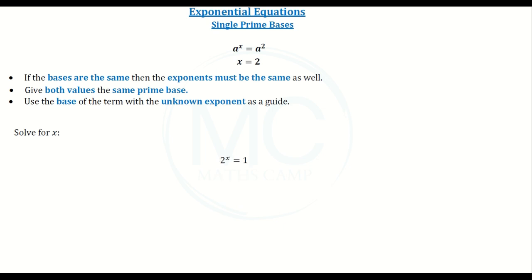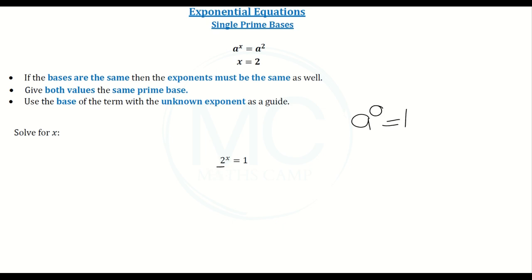Now we have 2 to the power of x is equal to 1. We cannot change 1 to a prime base of 2. So what do we do? The rules for exponents taught us that any value with an exponent of 0 gives us an answer of 1. So in this case, we can change 1 to 2 to the power of 0. Because remember that anything with an exponent of 0 is equal to 1.